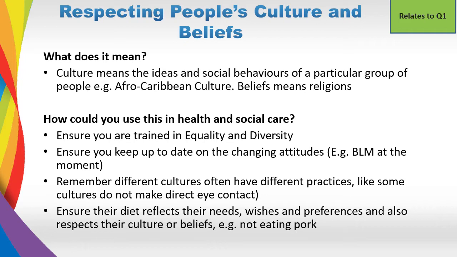Remember that different cultures often have different practices. So some people, for example, don't make direct eye contact. Some people will nod their head for no and shake their head for yes. And you need to make sure that you're understanding what that person is saying. You need to ensure their diet reflects their needs, their wishes and their preferences, but also that it respects their cultural beliefs. Like some people won't eat pork, some people will perhaps be vegetarian. There are lots of differences that people could have in relation to diet.